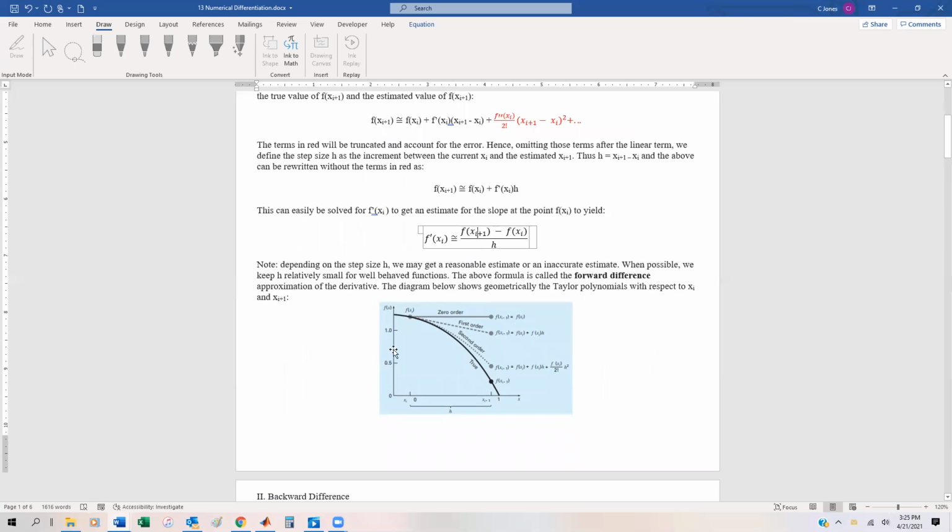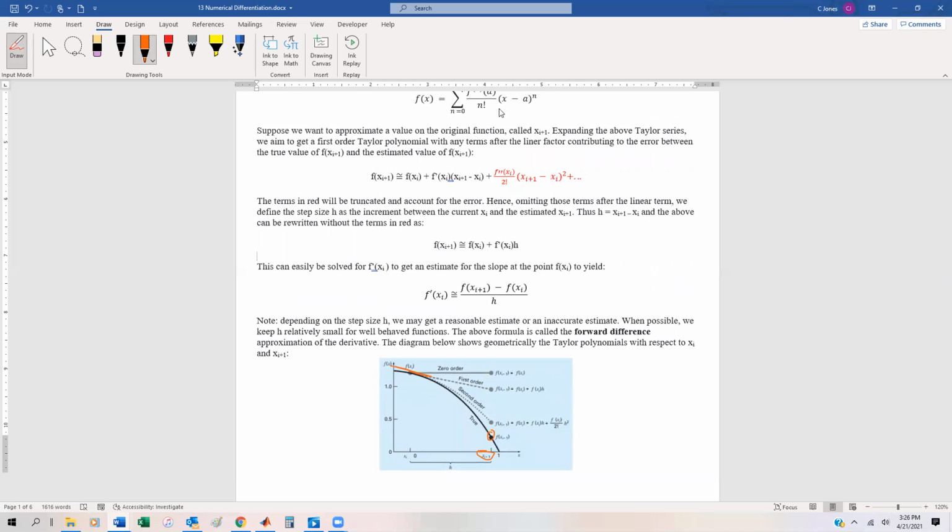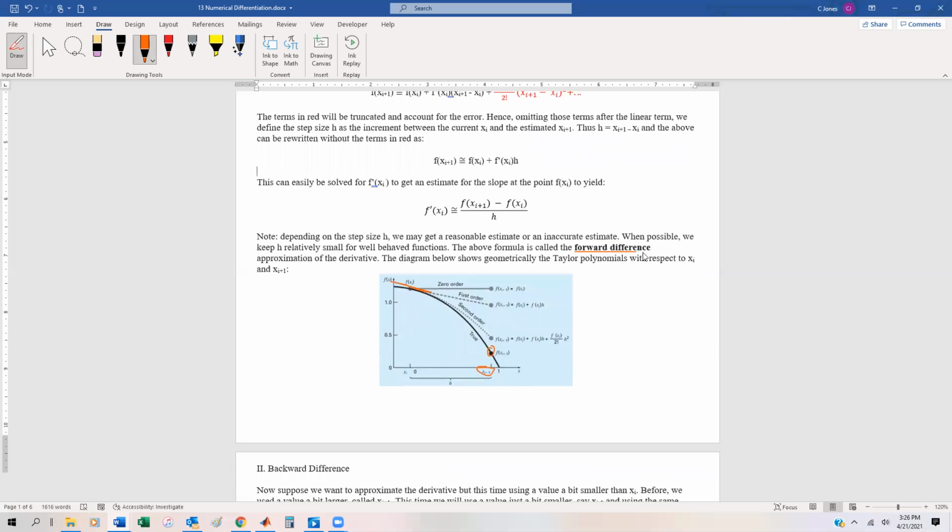Geometrically, this is what's going on right here. This is our point f(x sub i), and we'd like to find the slope at that point. I know it's not a good picture, but we're looking for the slope there. So what we do is pick another point, f(x sub i plus 1). And instead of using the secant line, we try to find the Taylor polynomial approximation of that, centered about that point where x sub i is your a. So that's our forward difference formula.